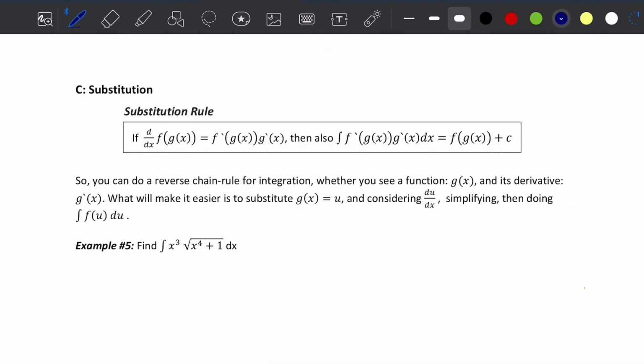So now we have done a reverse chain rule for integration, right? The next integration rule that we're going to go over is called the substitution rule. We use the substitution rule to make things easier.